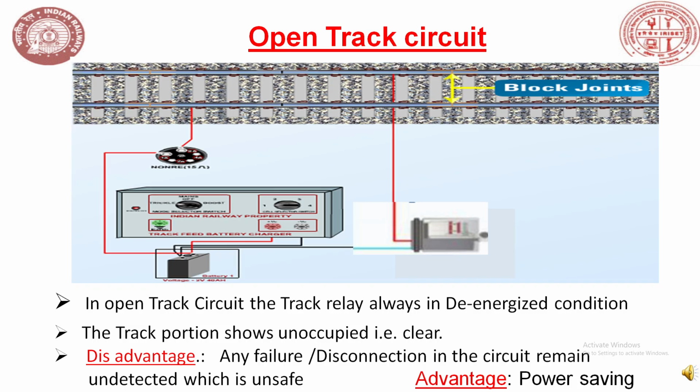In open track circuit, the track relay is always in de-energized condition. The track portion shows unoccupied, that is clear. Disadvantage: any failure or disconnection in the track remains undetected, which is unsafe. Advantage: power saving.